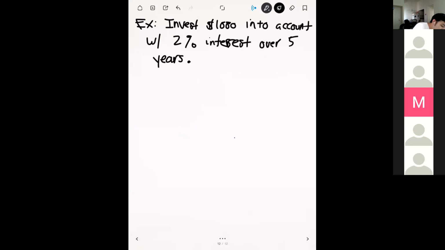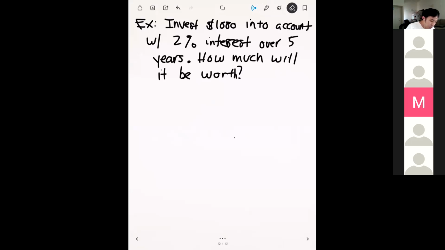And so we want to know how much it will be worth. Let's break this problem down. We want to invest $1,000 today, so that $1,000 is a present sum. We're going to label that with a P.